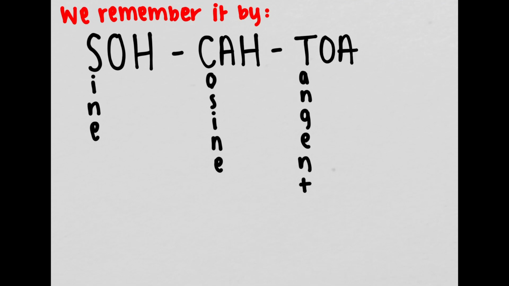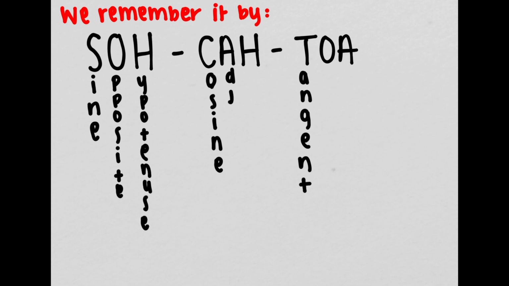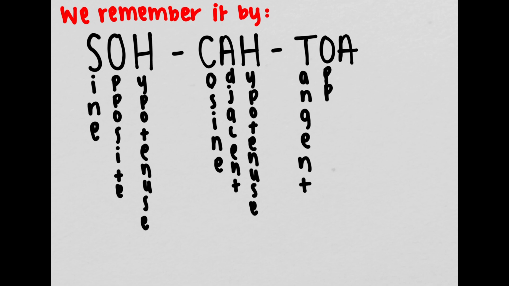Now the two letters afterwards refer to those sides. They refer to those ratios. So remember I told you that sine was the opposite over the hypotenuse. Cosine was the adjacent over the hypotenuse. And then finally, tangent is your opposite over adjacent. Now we call this SOHCAHTOA because you have your SO at the front, which is your sine.